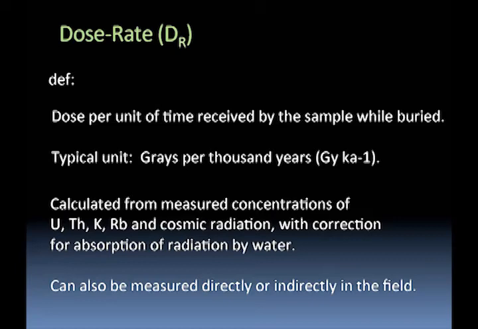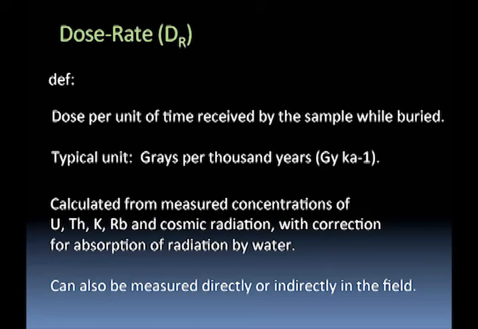Potassium-40, we've heard a lot about potassium. Rubidium is a minor contribution, and then the cosmic radiation the sample receives. We get these measurements either directly in the field by inserting a gamma spectrometer into the sediments and waiting half an hour for this detector to detect the signals. Or we'll grab a representative sample, bring it back to the lab, at which point we can analyze it a whole slew of different ways.